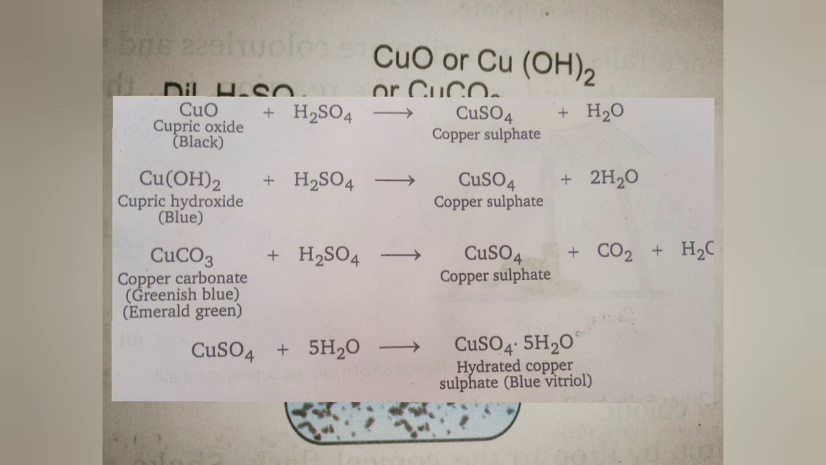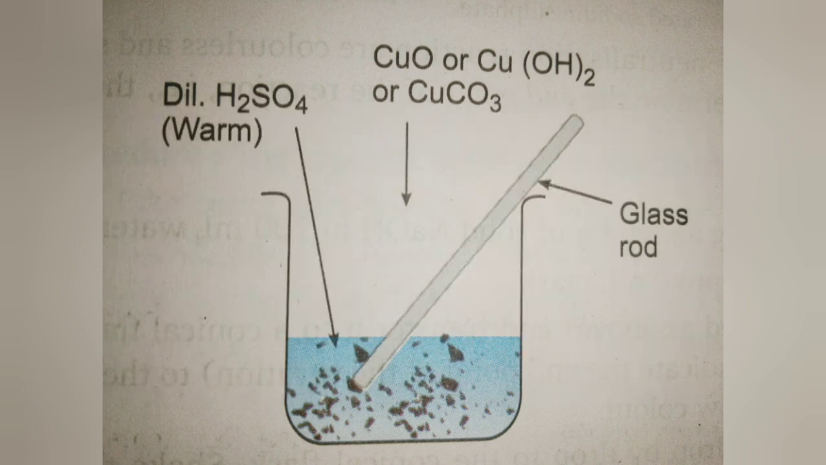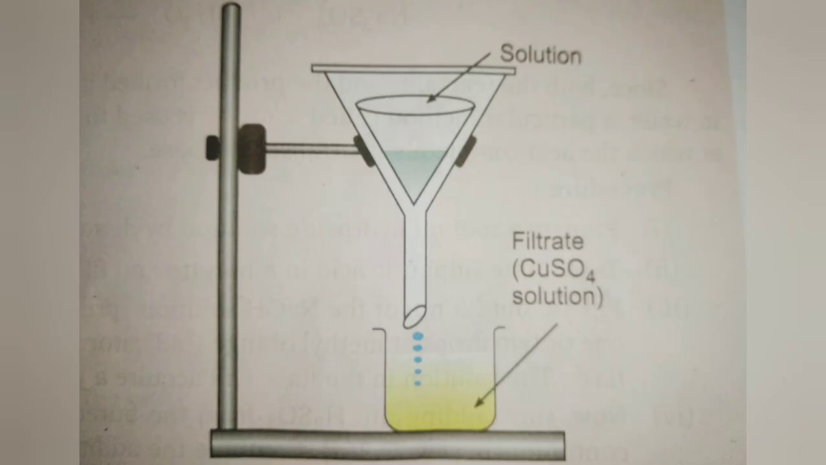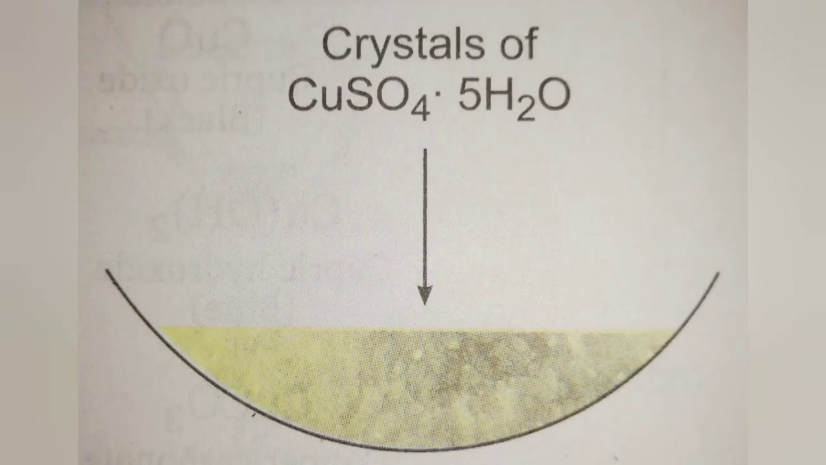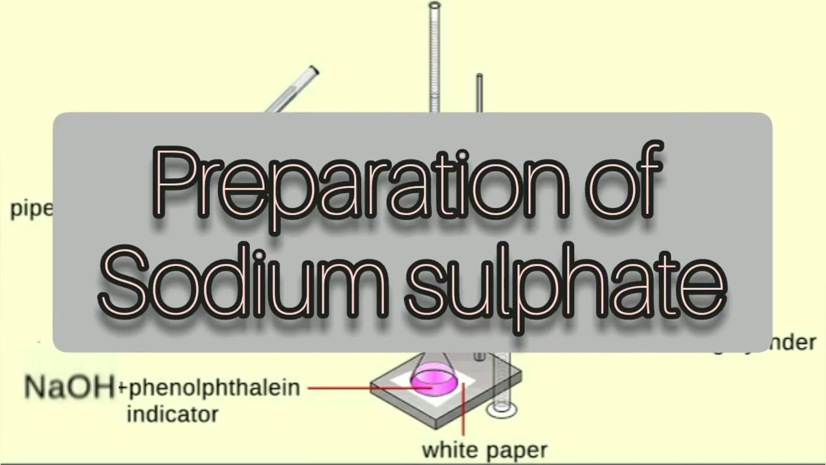The solution of copper sulfate formed is then filtered and obtained in another beaker. The solution is then transferred to an evaporating dish where it is evaporated till crystallization appears. The solution is then cooled slowly. After some time, blue crystals of hydrated copper sulfate appear in the dish. These crystals are filtered and dried. Last topic is preparation of sodium sulfate.